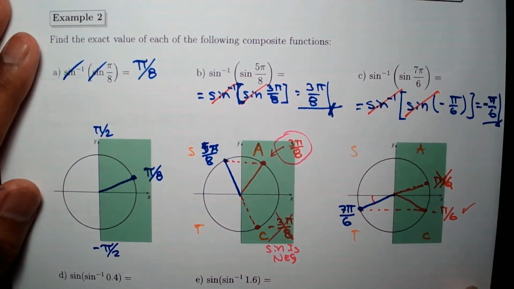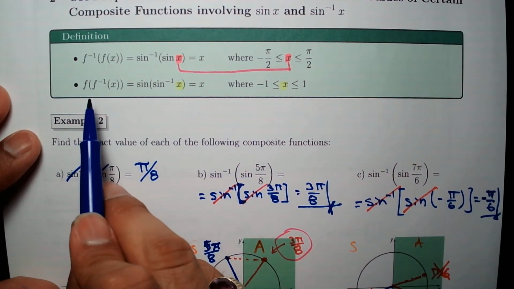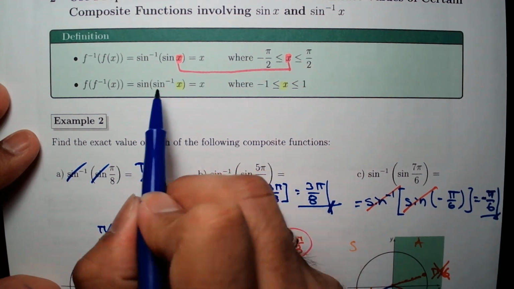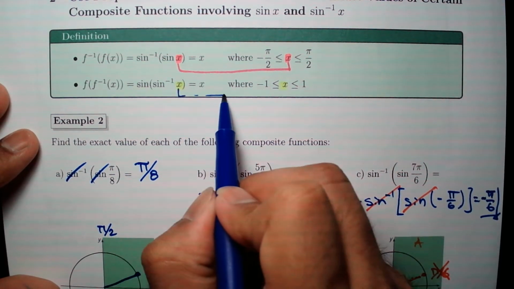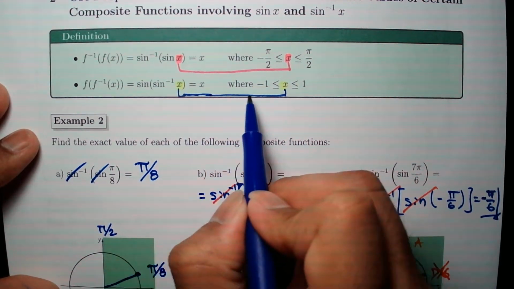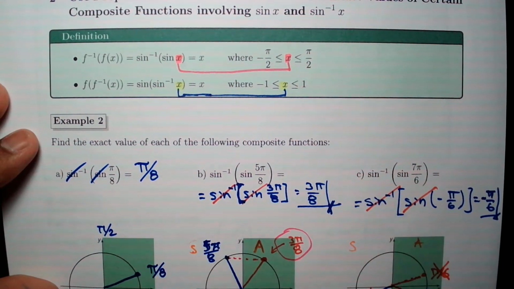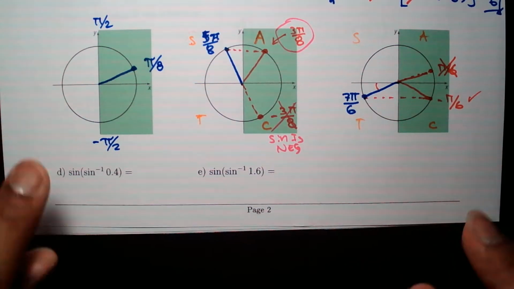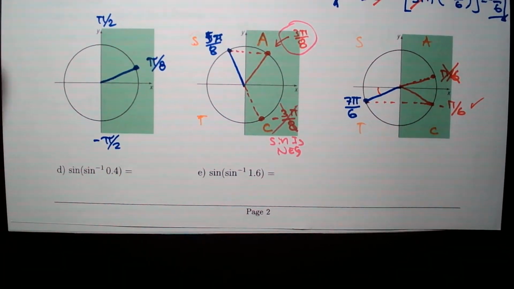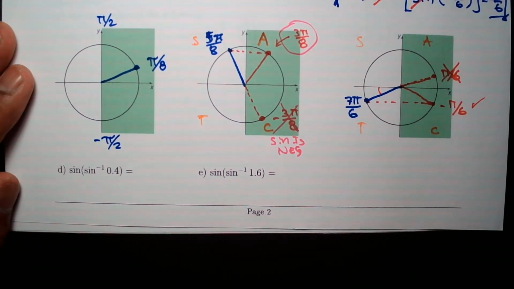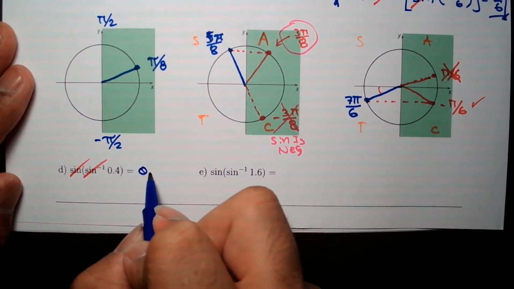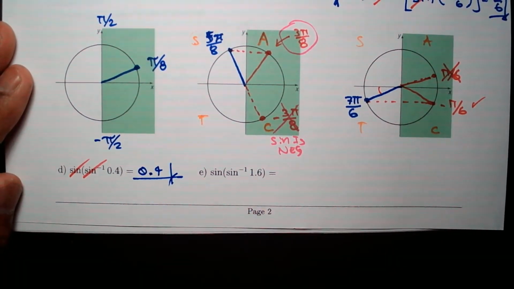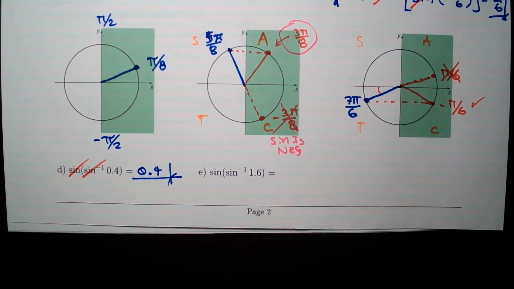Well, let's go back to the definition here. So yes, we can do this cancellation as long as x, the input, lies between negative 1 and 1. Alright, well, in this case, the number 0.4, we can just cancel this out because 0.4 is a number between negative 1 and 1.